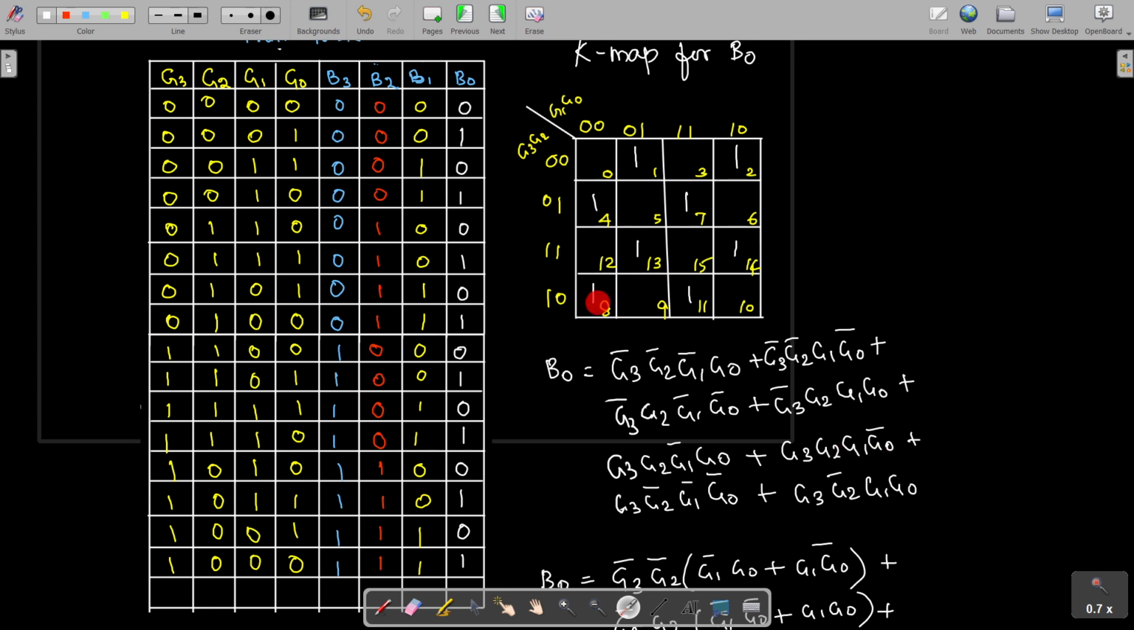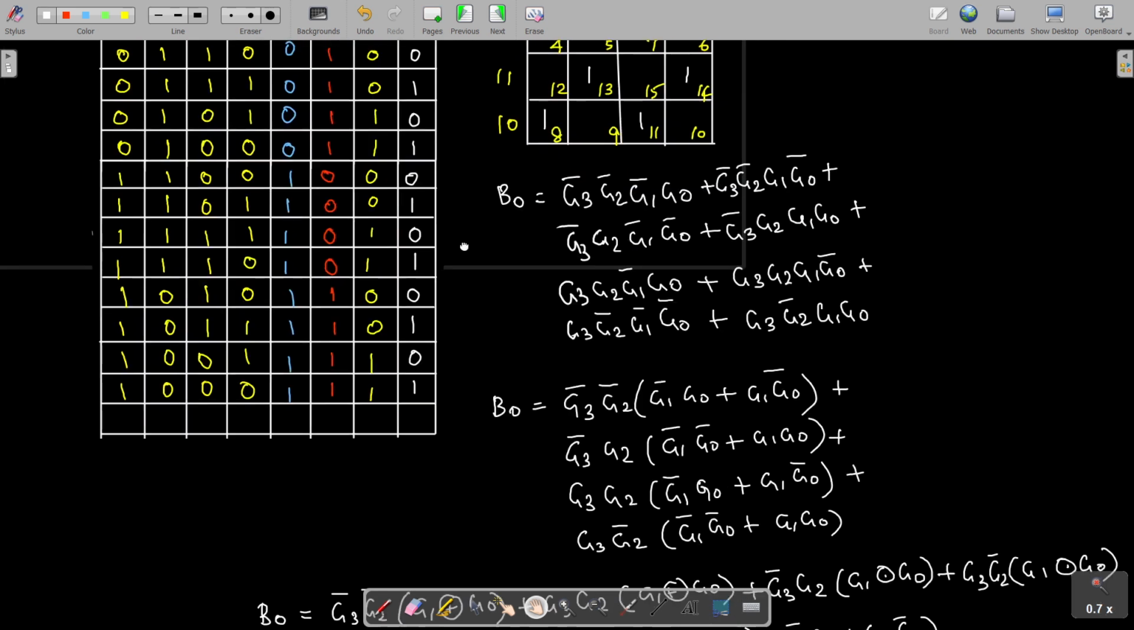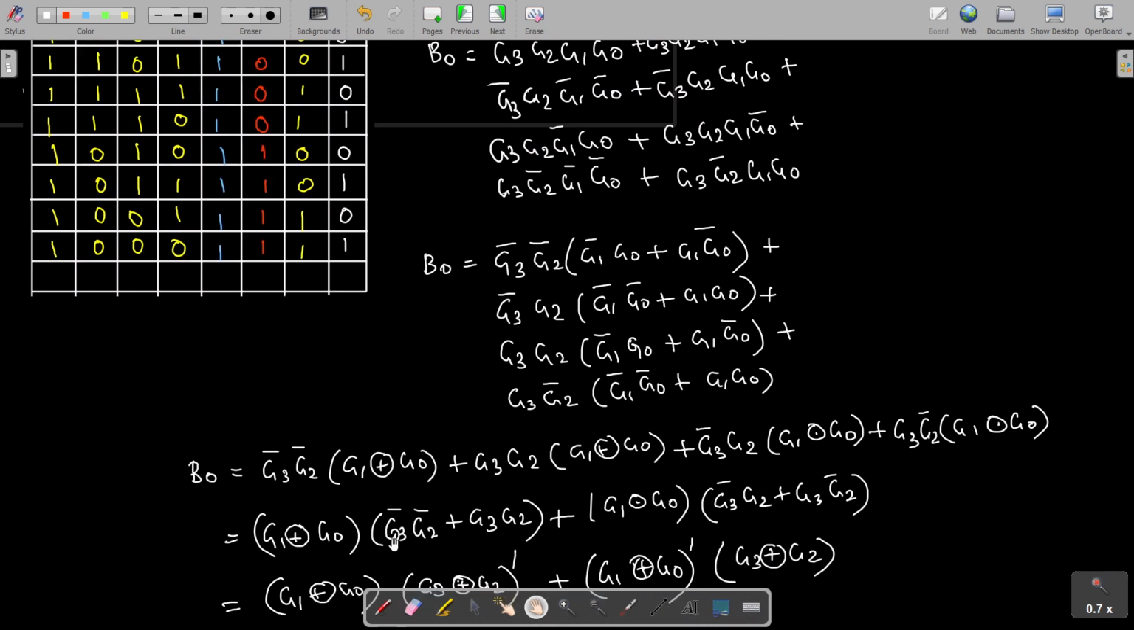Then this one corresponds to 8. Okay, so it is 10, meaning G3, G2 bar. Here it is G1 bar, G0 bar. Like that you will have to write. Plus this one corresponds to what? 10 and 11, right? So 10 is G3, G2 bar. Here it is G1, G0. Like that we have written. So either by writing this from the K-map, or you can directly refer to this and write it. Anyhow, it is a somewhat tedious, time consuming process. That's it. So now you got it.